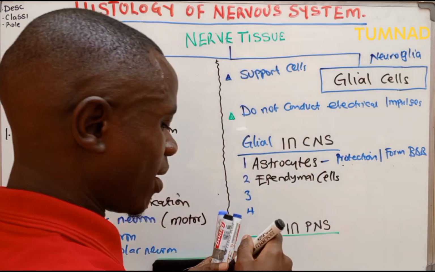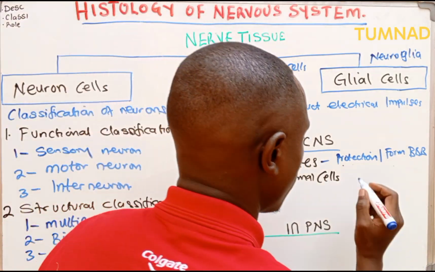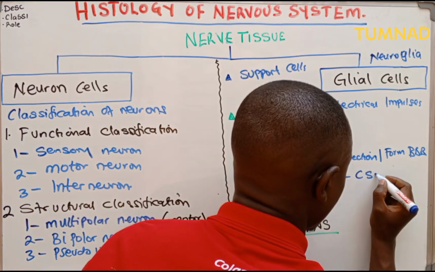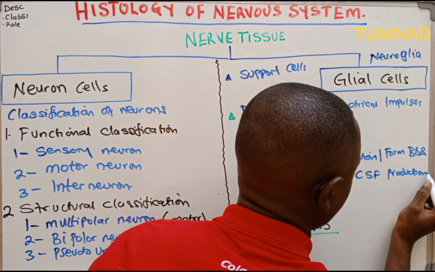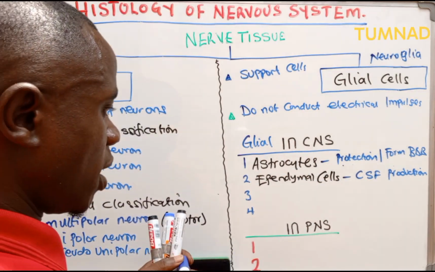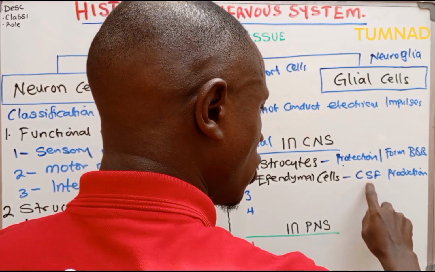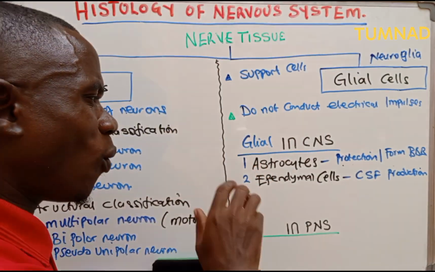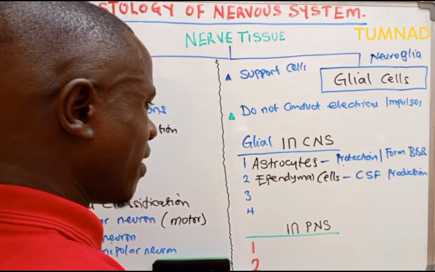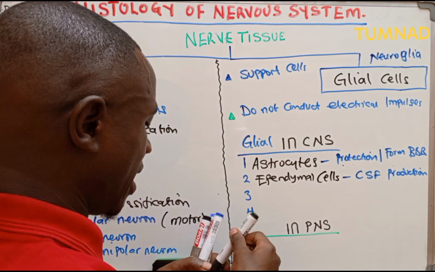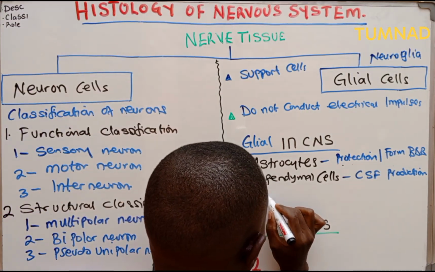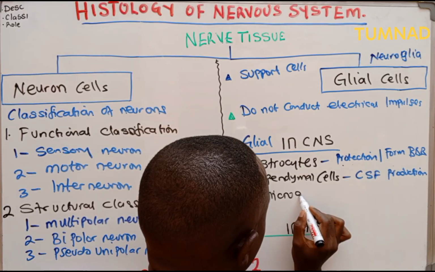And of course, these ependymal cells are going to be playing a role in what we call CSF production. It is such a beautiful thing. So these ependymal cells are going to be playing that role. What other cells are located in the central nervous system and are part of the glial cells? We have what we call microglia. We have these cells called microglia.